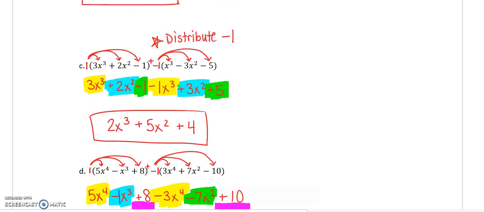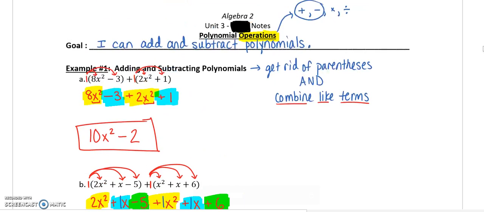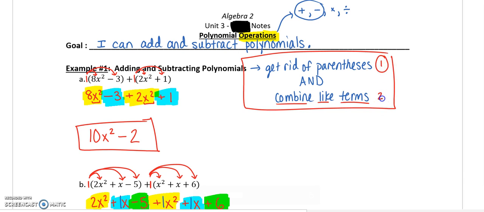Alright, so just a quick summary. The main thing to remember are these two steps right here. Get rid of your parentheses and then combine like terms. Just be careful, because with subtraction, you know that you're going to be distributing a negative 1. So don't forget to do that, because that's the most common mistake.